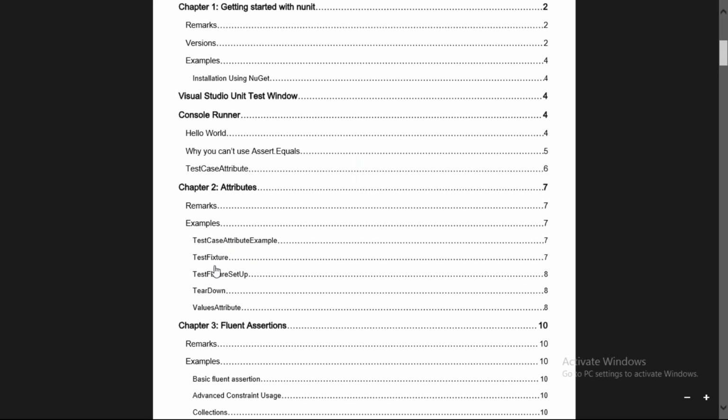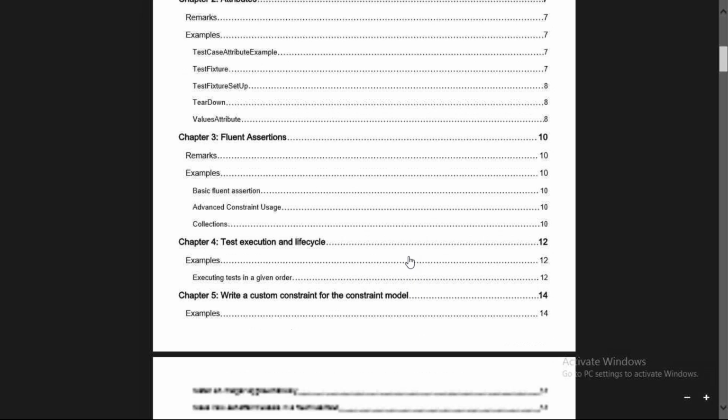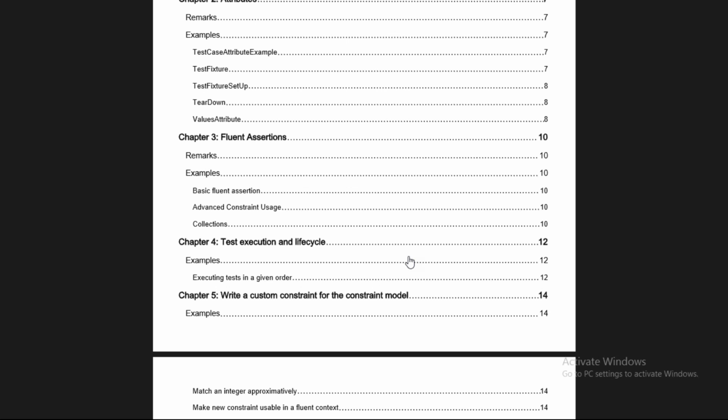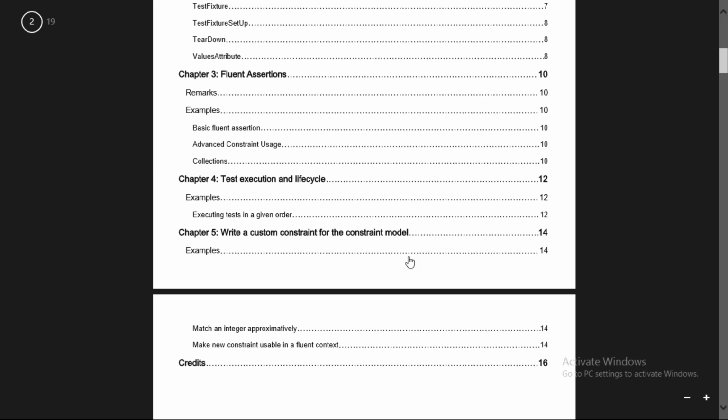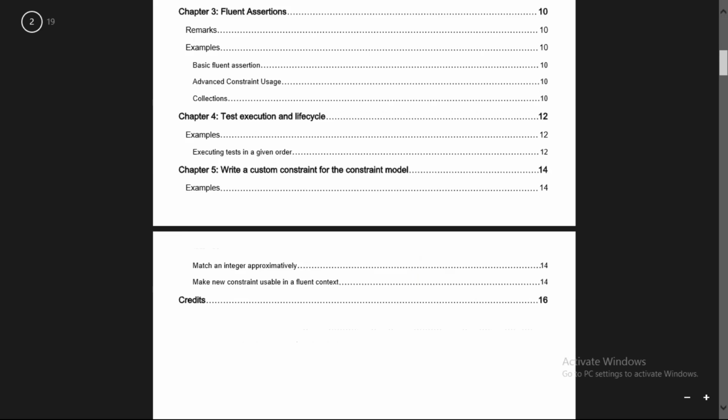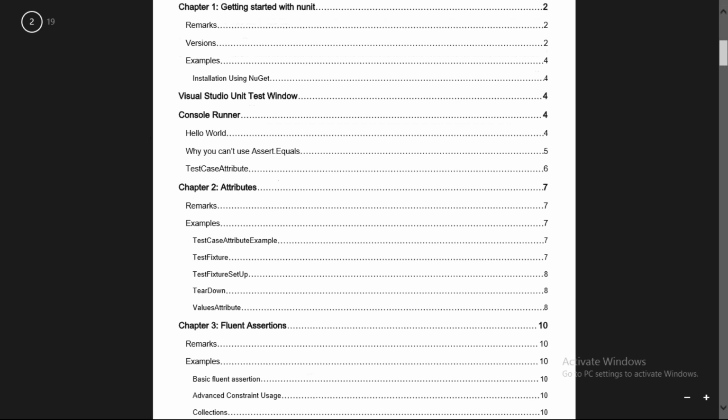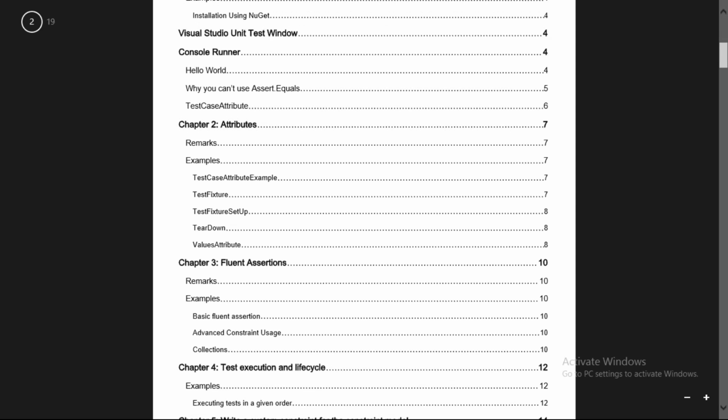Test kit attribute example, test fixture setup. There's something called test fixture teardown also. Processes, value attributes, remarks. Okay, what is important for us to see is one more thing in NUnit before we go for the integration of NUnit with your framework that you're trying to develop, which is the concept of data driven with NUnit. Let's see that.